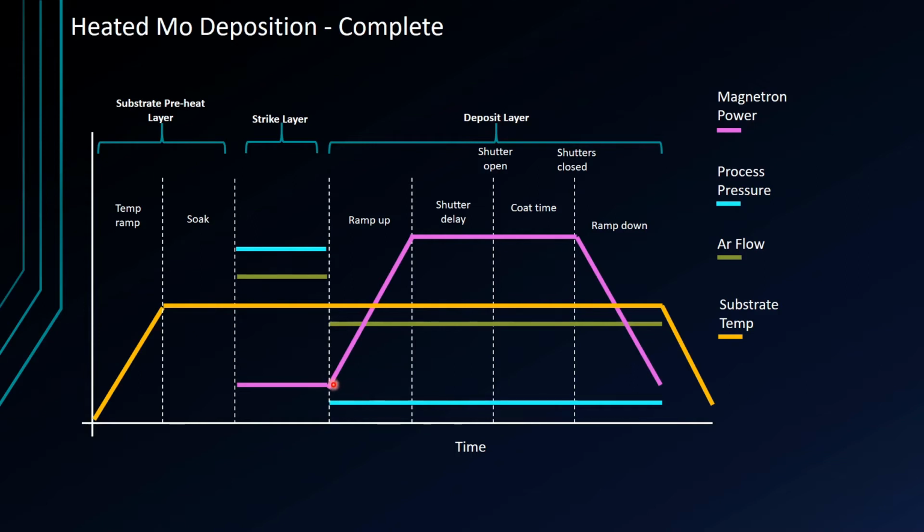And at the beginning of the deposition layer, I start to ramp the power on my gun up. Once I get there, I go through my shutter delay, then I open the shutter, then I go through my coat time, then I close the shutter, then I ramp down. And if this is the end of the process and I've had it instructed to stay at 500 C the whole time, then as soon as it says process complete, it'll immediately cut the power to the heating lamps, and the heating lamp will just cool down naturally on its own.